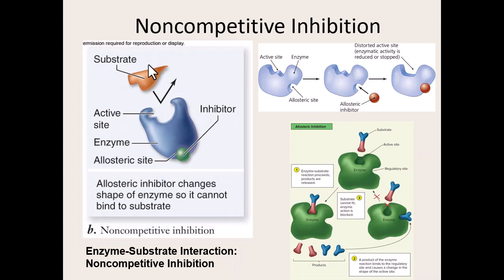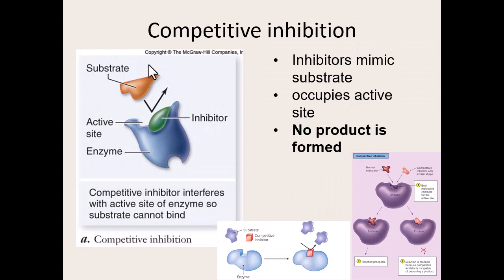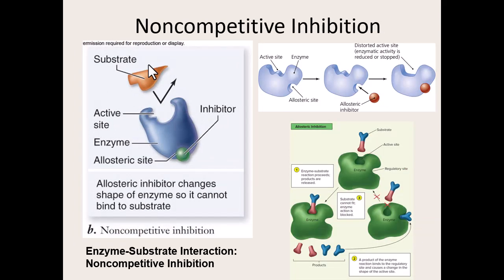But then there's also something called non-competitive inhibition. Still an inhibitor, but it's not competing for the active site. So if we still have that same big blue blob enzyme, here is the active site that the substrate's supposed to fit in. But enzymes do have another site that stuff can bind to. It's called an allosteric site, right there. And some inhibitors can fit into that other little spot.